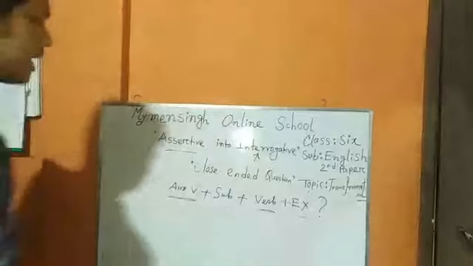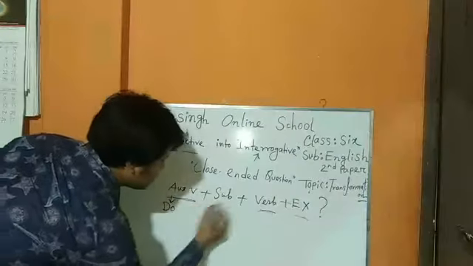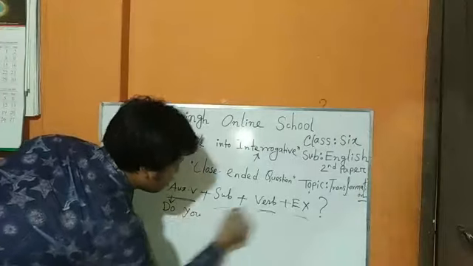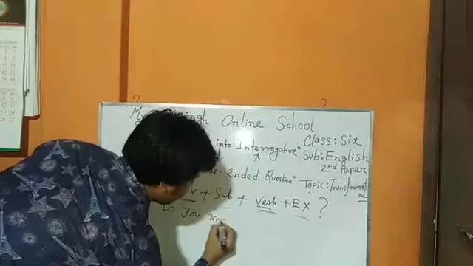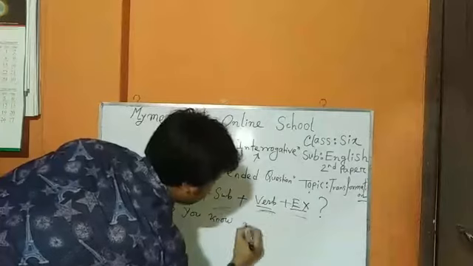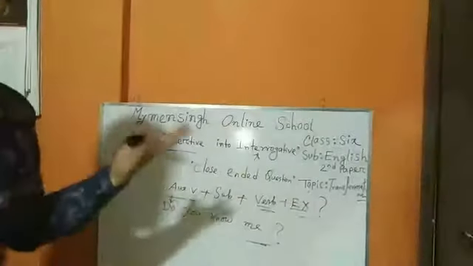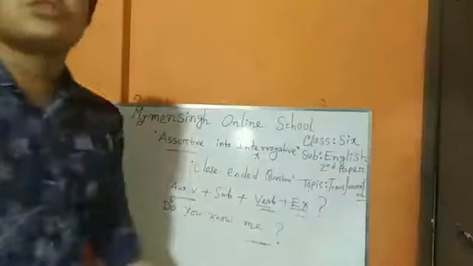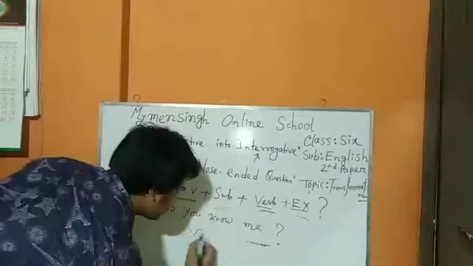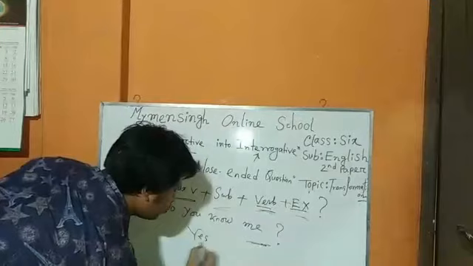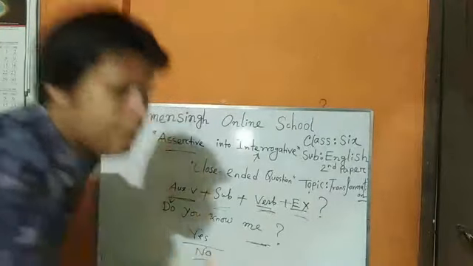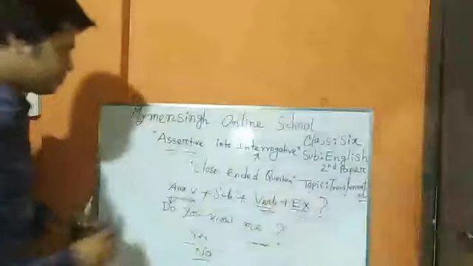What will be the example? Do, it is an auxiliary verb. Subject, you. Verb, know. Extension, me. Or something else. Do you know me? It is a closed-ended question. The answer will be yes or no. I think you all have understood what is a closed-ended question. Now, we are going to open-ended question.